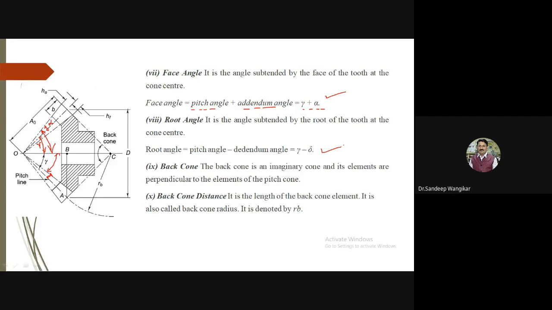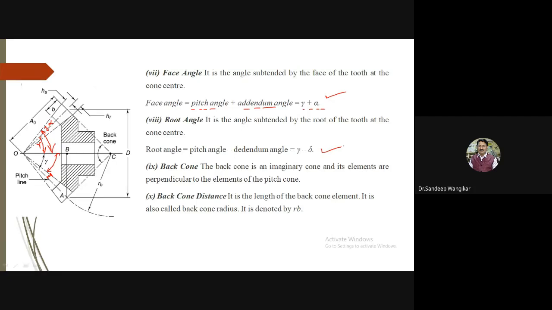I am telling you all this by taking reference of the figure. So if you understand the concept, what is gamma, what is alpha, and what is delta, then you can easily draw all the conclusions: how face angle is equal to pitch angle plus addendum angle, and root angle is equal to pitch angle minus dedendum angle. So you can easily go for drawing and concluding these remarks.